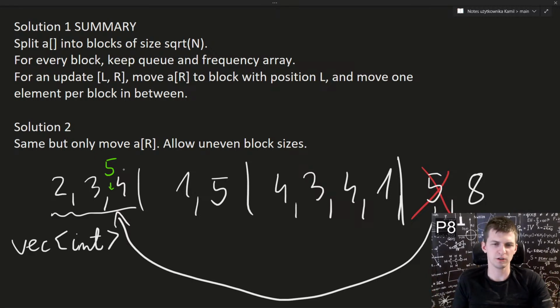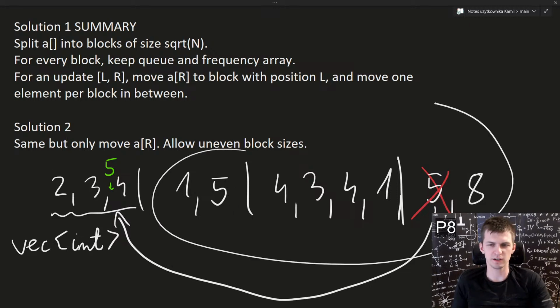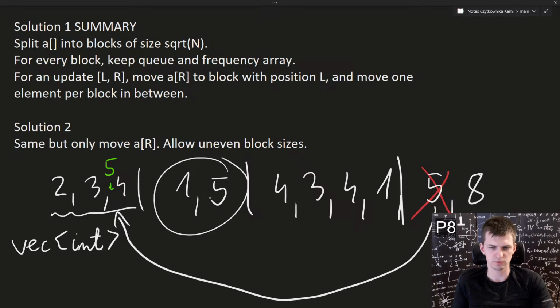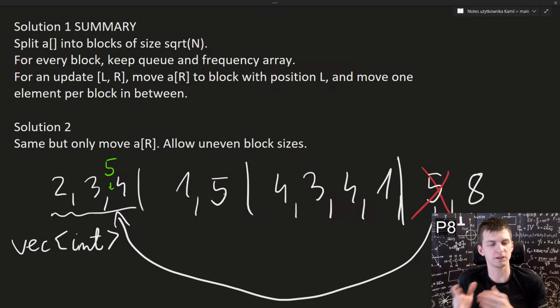I look at the first block. It has 4 elements. Vector size is 4. So I need to find the second element in the remaining sequence. Here, the second element exists. I grab it. That's how you can find a[r], how you can find some position. Then when you move an element, you just erase something from one block and insert it in some other block.